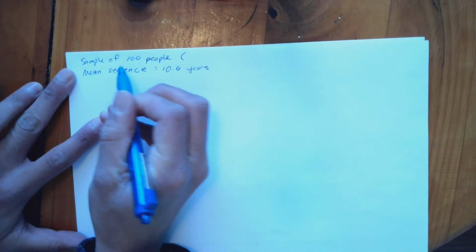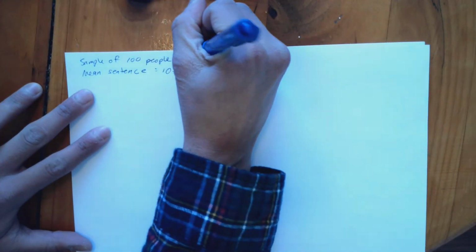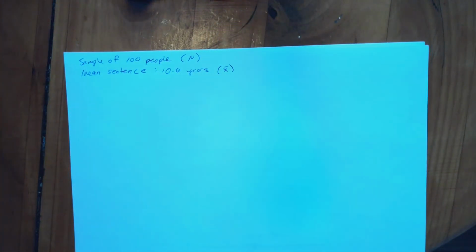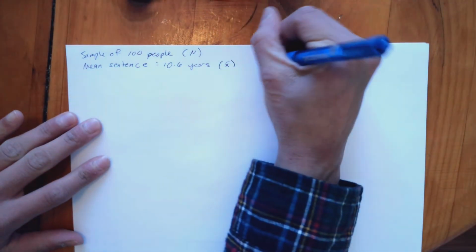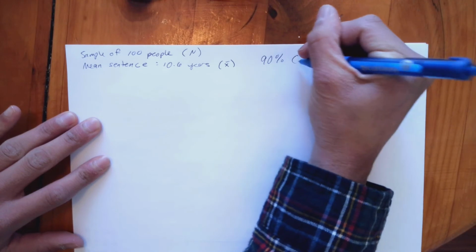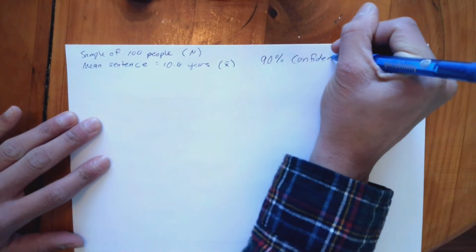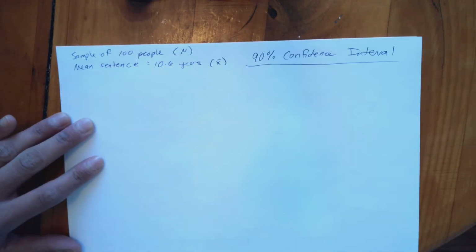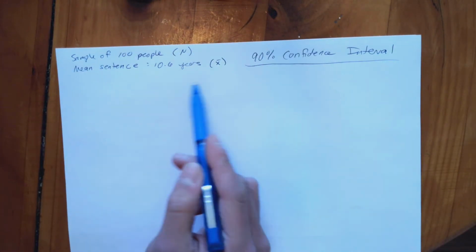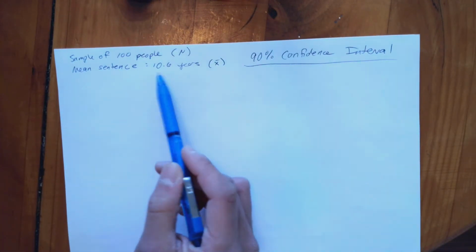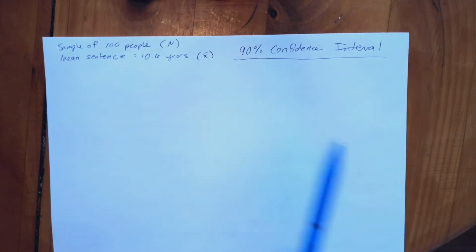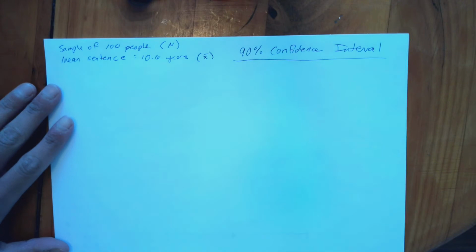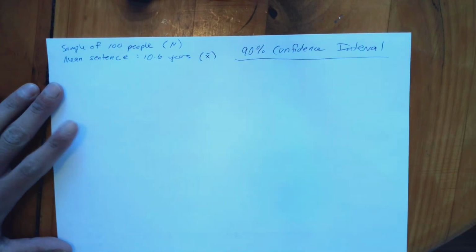So when you see a sample of some number of people, that's always your n, and when we're referring to a sample mean, we're going to call that x bar. And what we're going to do is find a 90% confidence interval. So we want to find a buffer around this point estimate, some interval or range of values that is 90% likely to include the true preferred sentence for robbery among people in the United States.